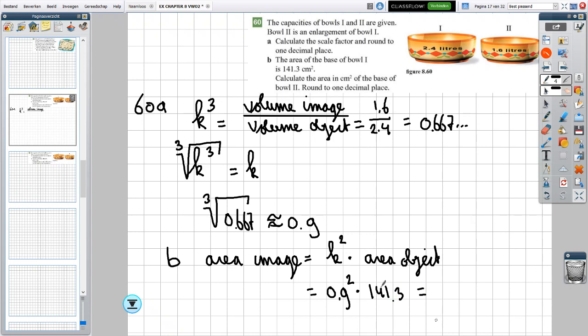And if you're now going to calculate this, 141.3, you will find, rounded to 1 decimal place, 107.8 square centimeters. I didn't use 0.9 right now. I used a number that originally is right here without rounding it off.